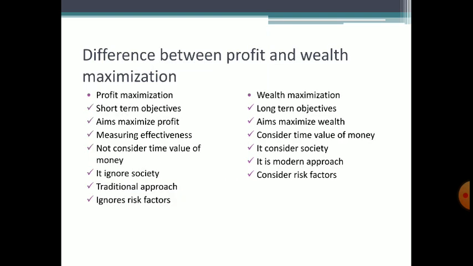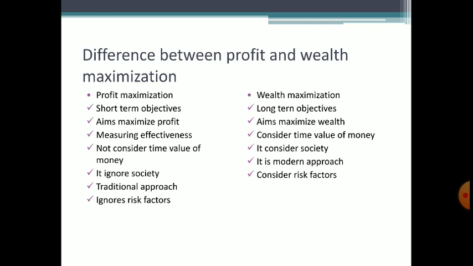Okay, students. The next one is the difference between profit maximization and wealth maximization. There are some differences. What are they? Profit maximization is a short-term objective, but wealth maximization is a long-term objective. Profit maximization aims to maximize profit. Wealth maximization aims to maximize wealth. Under profit maximization, it measures the effectiveness of the business organization. Profit maximization does not consider the time value of money, but wealth maximization considers the time value of money because it is long run.